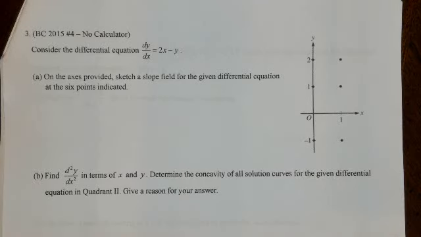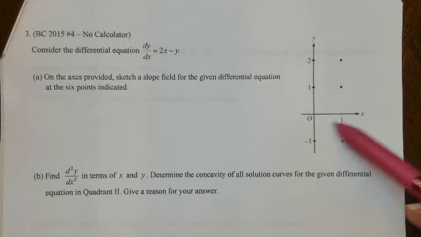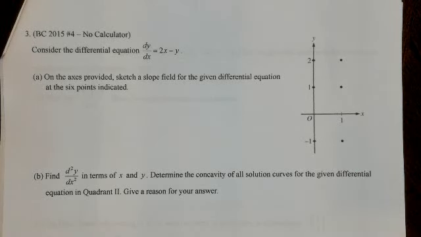On part A, it says, on the axes provided, sketch a slope field for the given differential equation at the 6 points indicated. So here are the 6 points indicated. Notice that there are no points on the x-axis, so we don't have to do any slope field there.